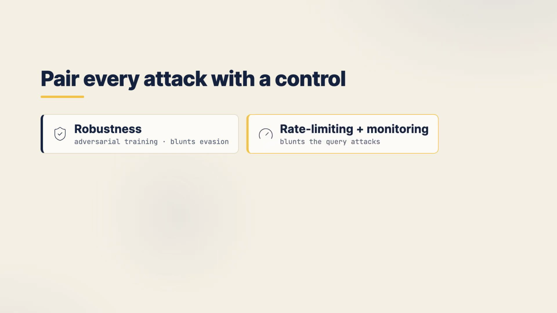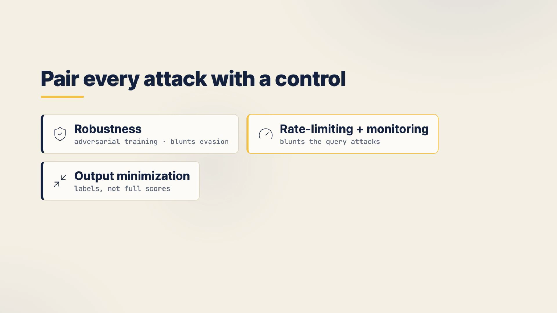Next, rate limiting and query monitoring, which blunt extraction, inversion, and membership inference. Every one of those attacks needs many queries. So per identity rate limits, quotas, anomaly detection on query patterns, watching for high volume, boundary probing, or systematically space-filling inputs, plus authenticated access. All of that turns a quiet offline attack into a noisy, throttled, detectable one.